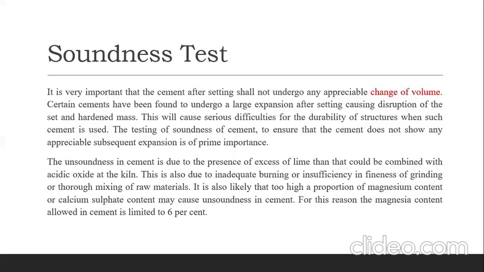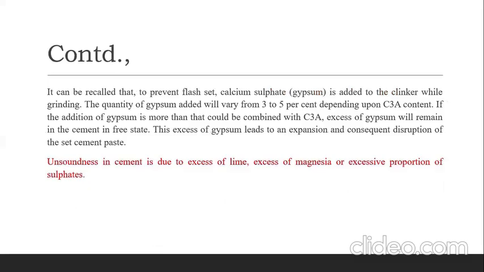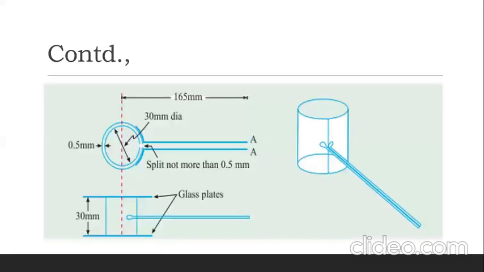Then the next one is the soundness test. Here the change in volume of the cement paste will be estimated. For this type of test, we will use a device called the Le-Chatelier device. This device is mainly used to check the presence of free lime also. In addition to the expansion, this is used to find the free lime.